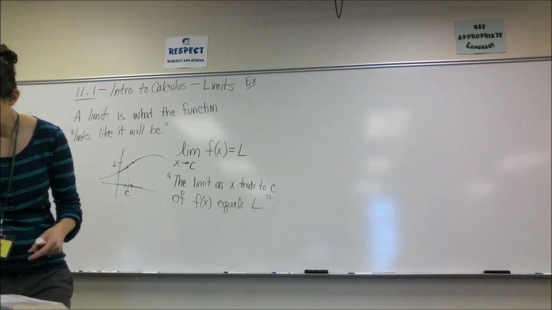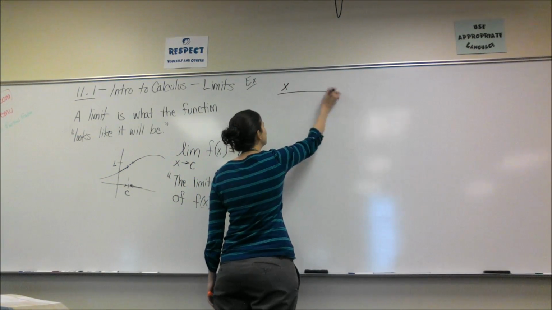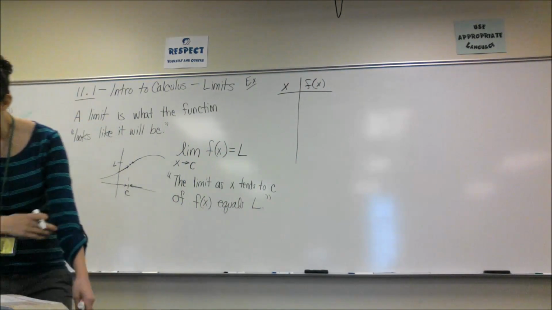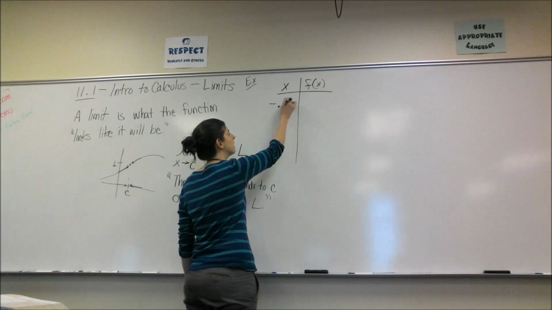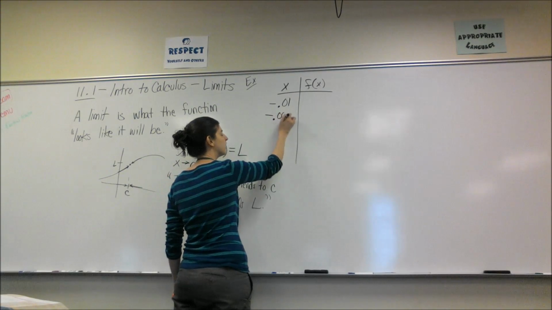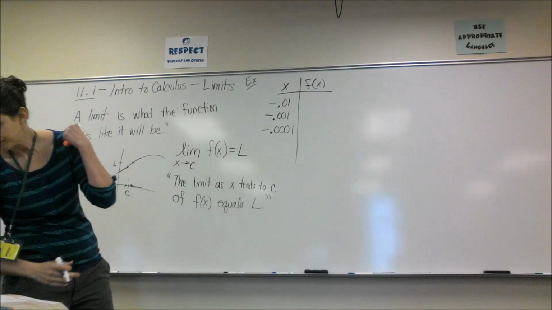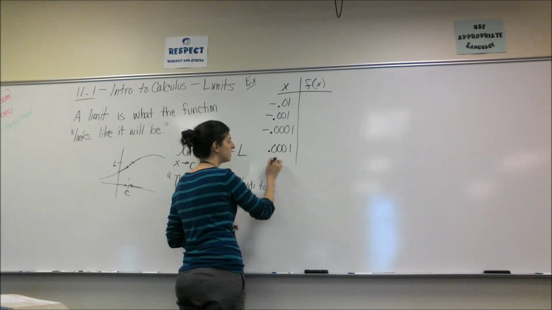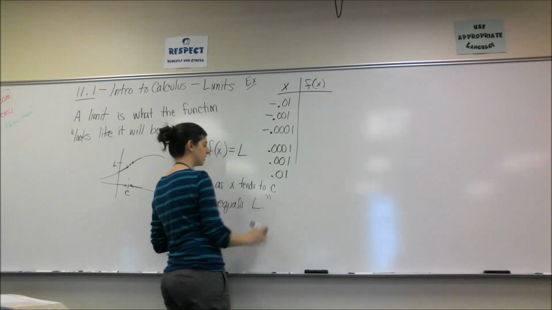All right, let's try this one. I'm going to give you a table this time. Let's say that I have the table with x and f of x. And let's say my table x values are negative 0.01, negative 0.001, negative 0.0001, 0.0001, 0.001, and 0.01. Okay.